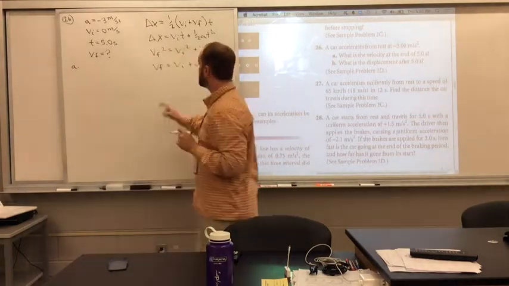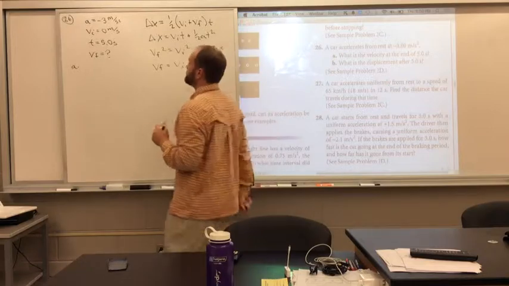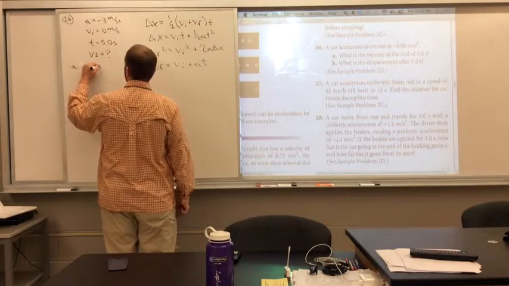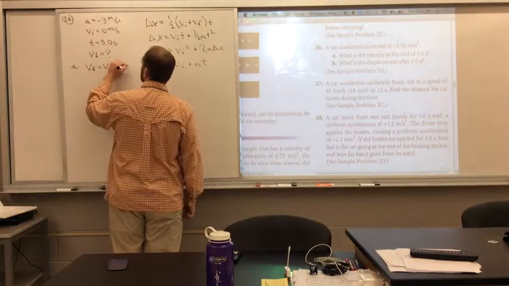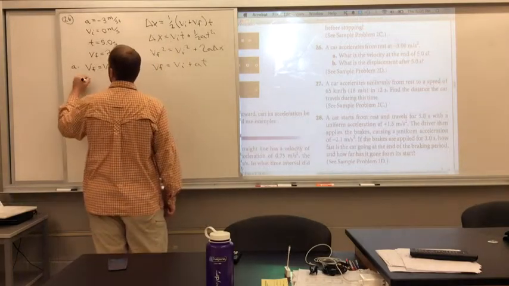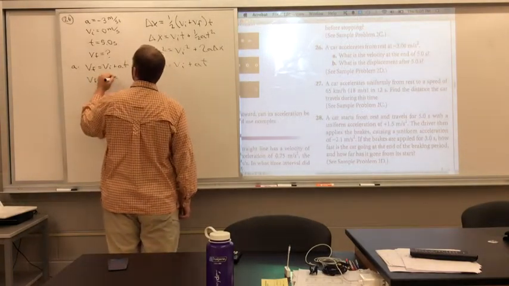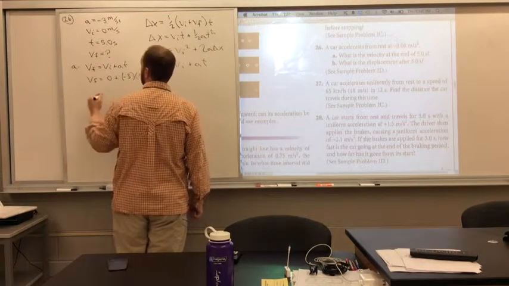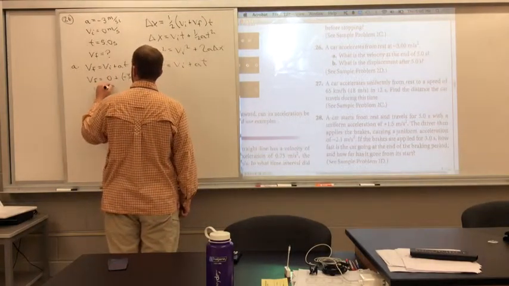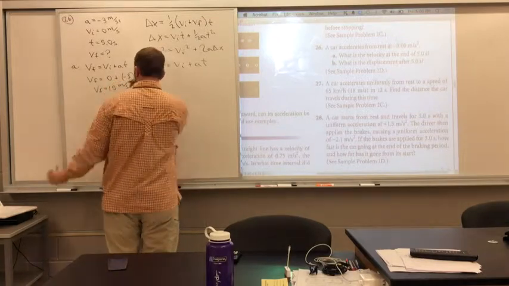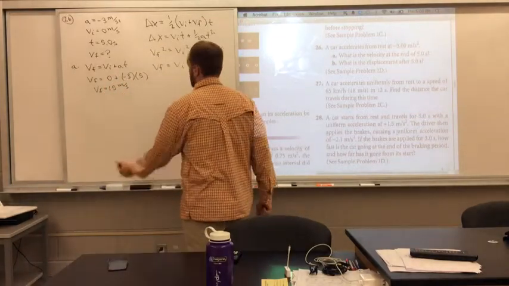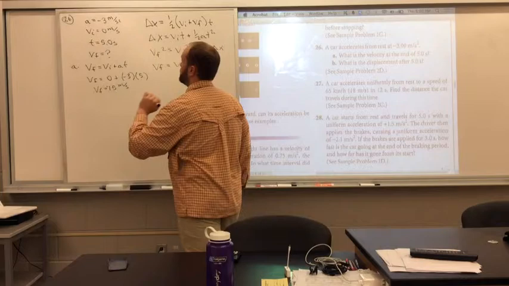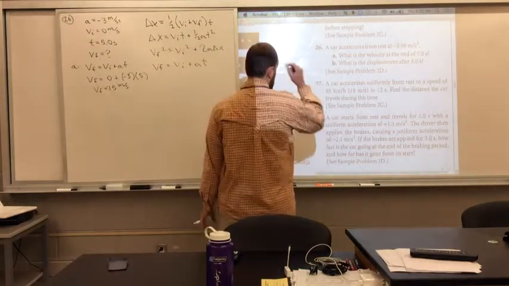So looking at that, I could use this equation. Final equals initial plus acceleration times time. Final equals 0 plus -3 times 5. -15 meters per second. -15 meters per second is the answer to A.